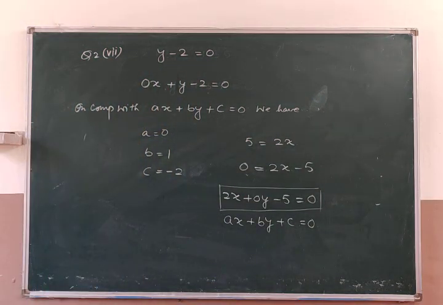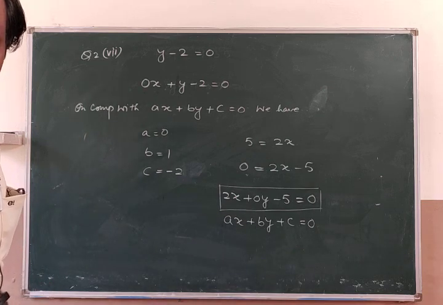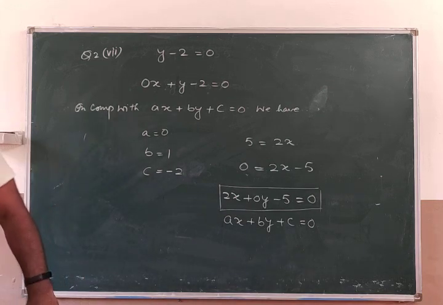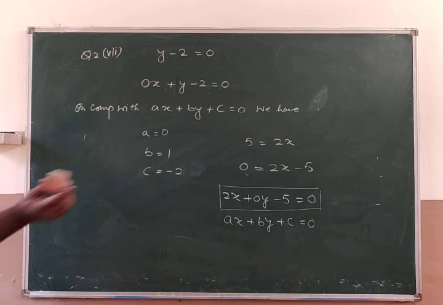Come to the next exercise now. The rest of the parts of this exercise you will do on your own. Exercise 4.2, question number 1: which one of the following options is true and why? y equal to 3x plus 5.